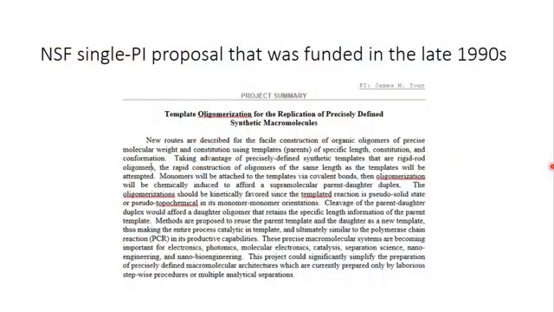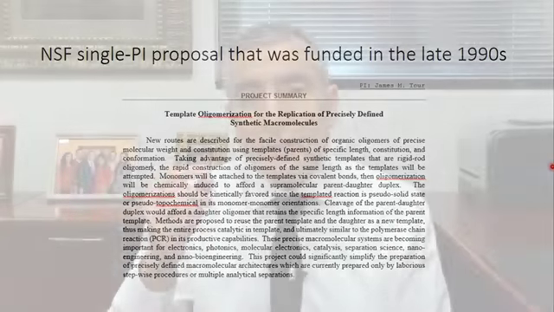Just so that people might understand, I was funded as a single PI proposal by the NSF in the late 1990s to do what was called template oligomerization for the replication of precisely defined synthetic macromolecules. I tried to devise macromolecules that were not copied from nature, that were not a copy of nature's macromolecules, so that you could have an oligomer, monomers would bind to these, then they would couple, and then you could separate these two, and the mother and the daughter would now act each as a new mother for doing replication.